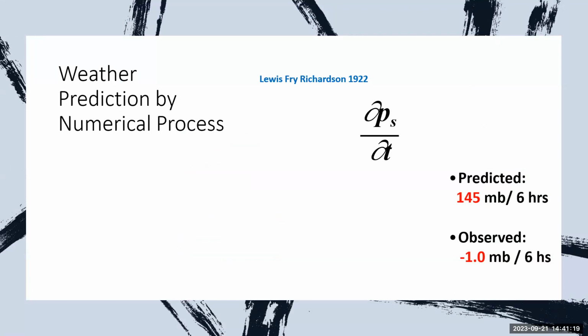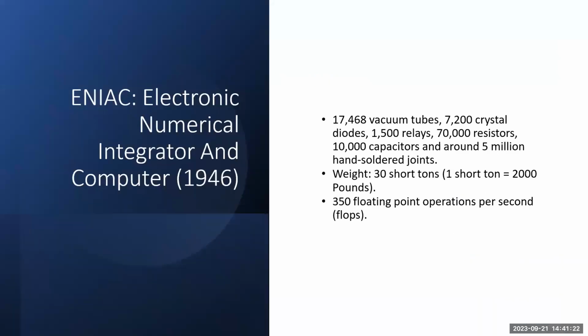And as a historical fact, talking about ENIAC, the Electronic Numerical Integrator and Computer, that is 1946. It had 17,468 vacuum tubes, 7,200 crystal diodes, 1,500 relays, 70,000 resistors, 10,000 capacitors, and around 5 million hand-soldered joints. The weight was about 30 short tons, where 1 short ton is 2,000 pounds, so slightly less than 1,000 kg per ton. That was the kind of weight, and it performed 350 floating point operations per second, that is flops. So that is how it operated.